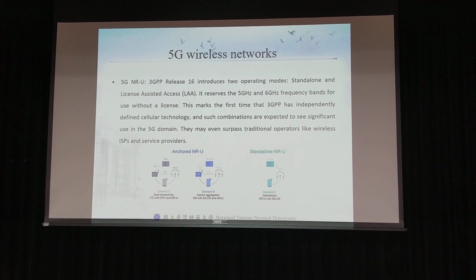For the 5G wireless network, first we'll talk about the most important, 5G NR-U. 3GPP release 16 introduced two operating modes. First is standalone and the next is licensed assisted access. It reserved 5 GHz and 6 GHz frequency bands for use without license. This marks the first time that 3GPP has independently defined cellular technology, and such combinations are expected to see significant use in the 5G domain.